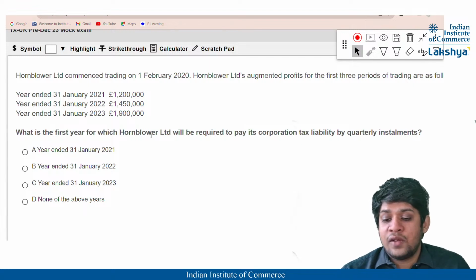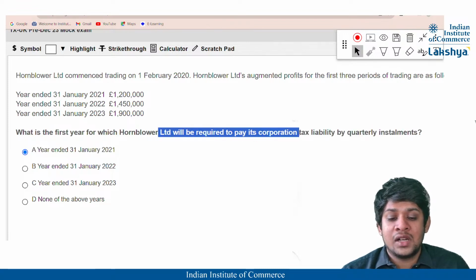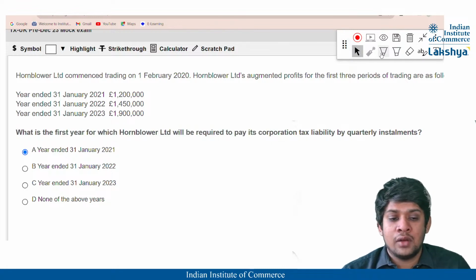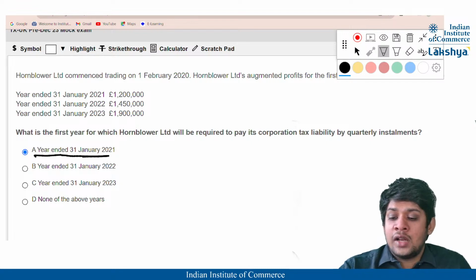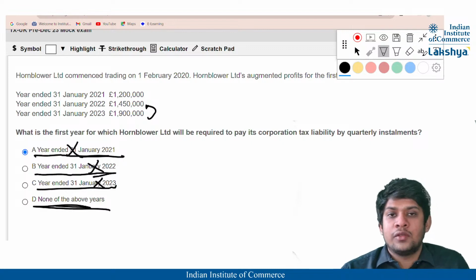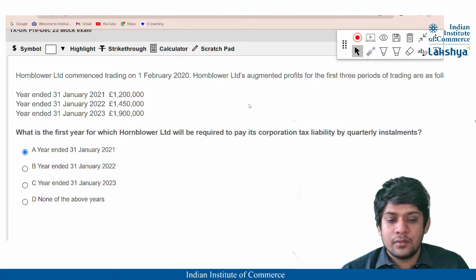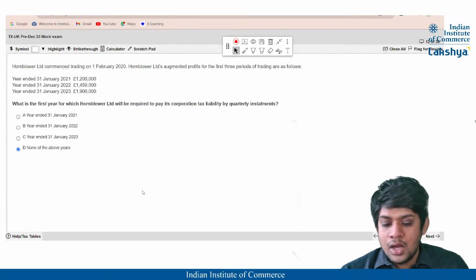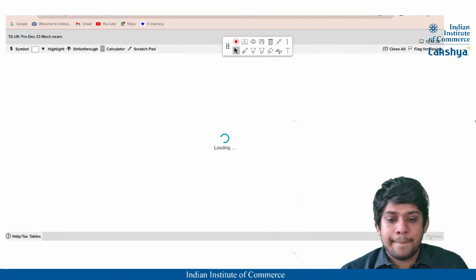So what is the first year for which Hornblower Limited will be required to pay its corporation tax liability by quarterly installments? She is not a large company in any of the three tax years. For the year ended 31st January 2021, no. For the year ended 31st January 2022, no. For the year ended 31st January 2023, no. Because obviously in the previous year she is not a large company. So the answer will be none of the above years. I hope guys this is clear to you all.